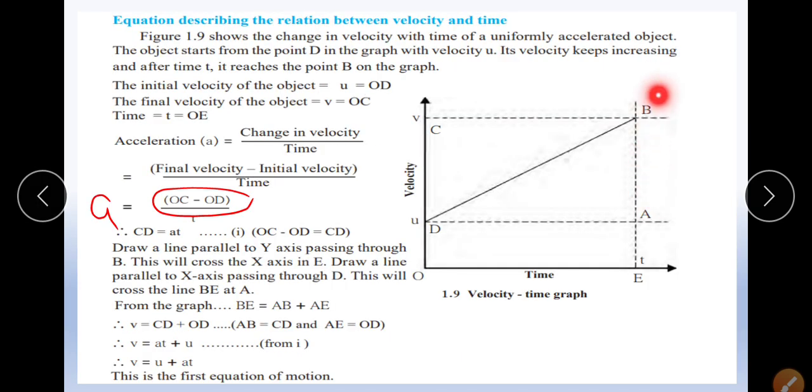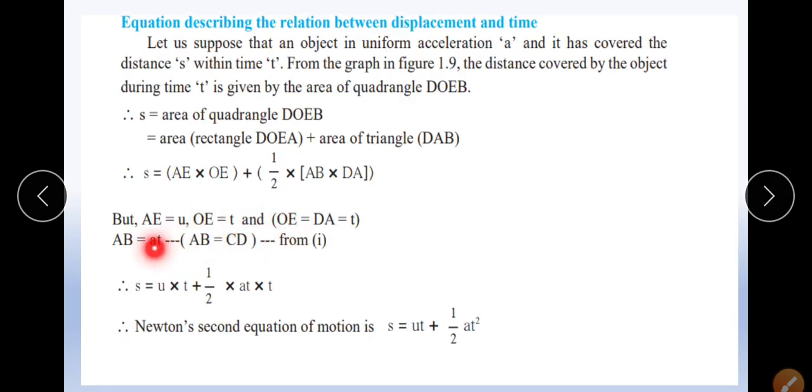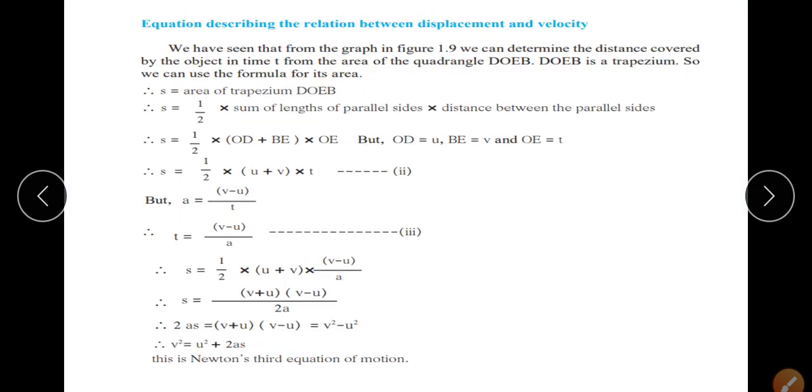Why is AB equal to AT? Because we know CD is AT, and CD is equal to AB. Therefore, AB is equal to AT. When you put all these values in this equation, you will get S is equal to UT plus half AT square. It is very easy. Again, by using the previous graph and the area of the quadrangle DOEB, you are able to get this equation, Newton's second equation of motion.